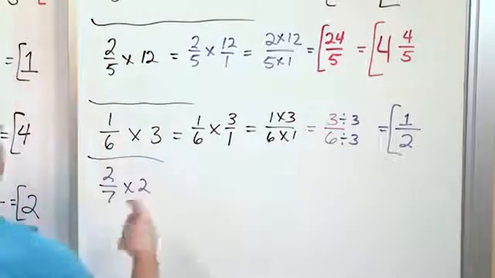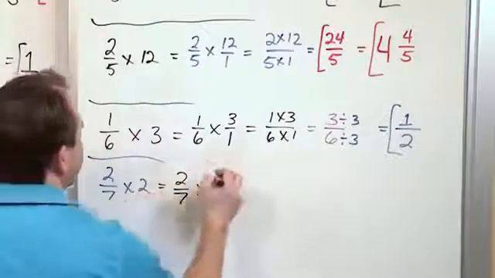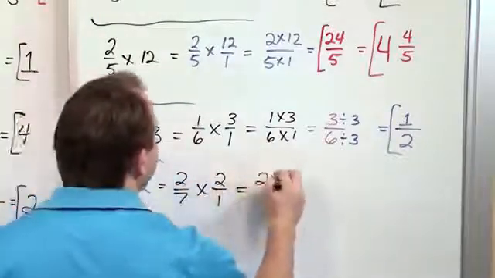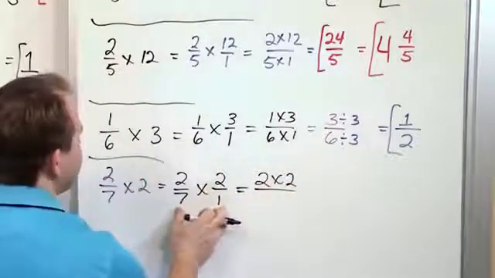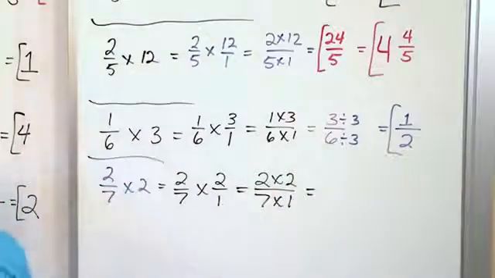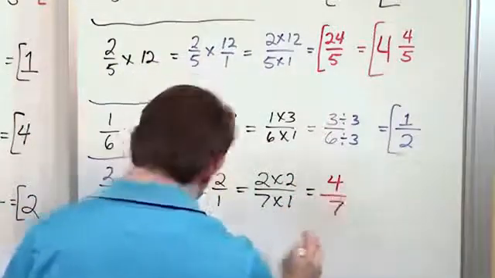All right? The final problem we're going to do in this set here is 2/7 times 2. So what you do is you keep the fraction 2/7, and you write the whole number as 2 over 1, and then you multiply the numerators, 2 times 2, and then you multiply the denominators, 7 times 1. And what you will get when you do both of those things, on the top, 2 times 2 is 4, and 7 times 1 is 7.